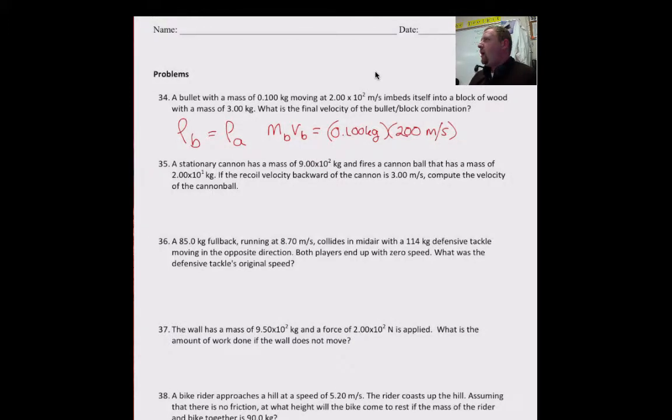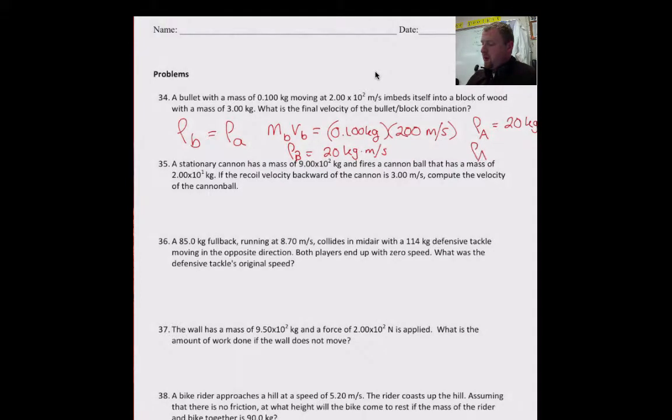If you take 0.1 and multiply it by 200, you get 20. So the momentum before is going to be equal to 20 kilograms times meters per second. And this momentum before has to be equal to the momentum after. So the momentum after is going to have to equal 20 kilograms times meters per second.